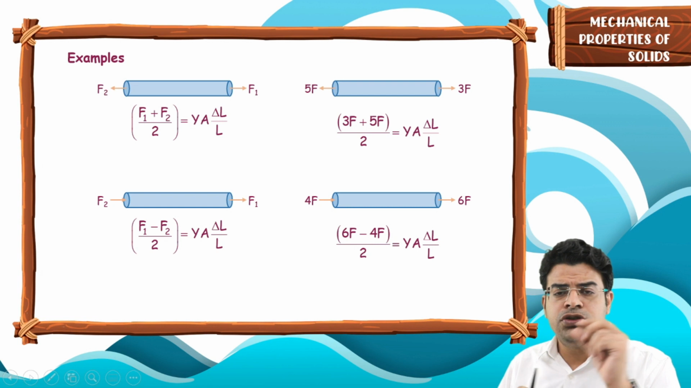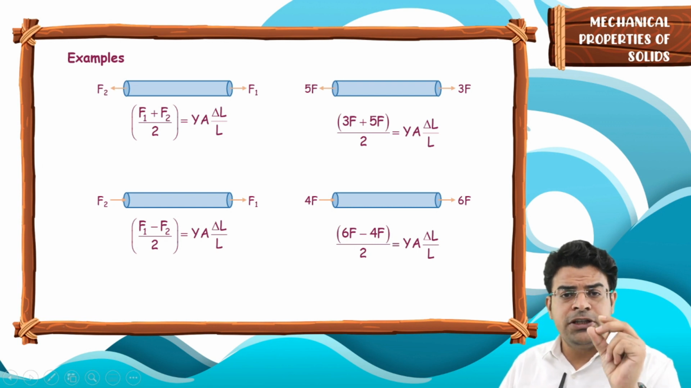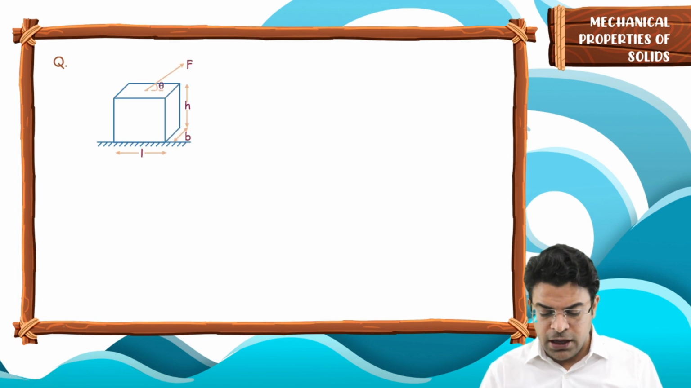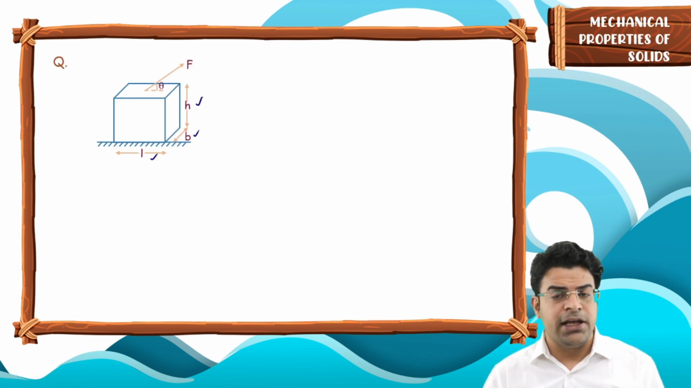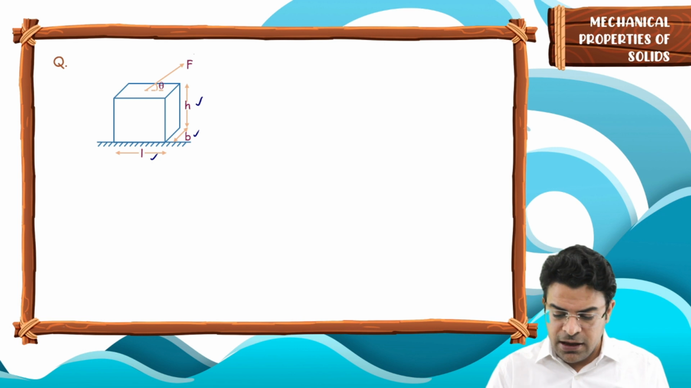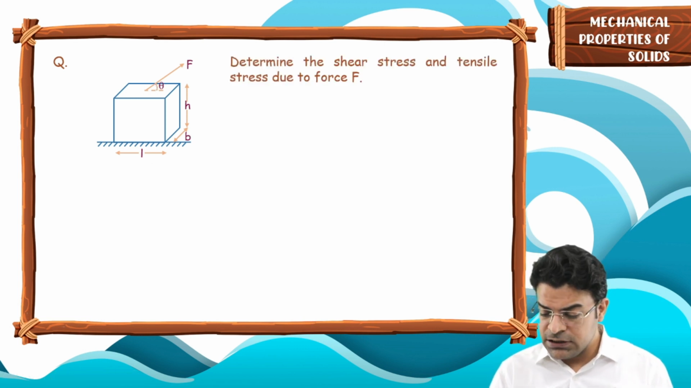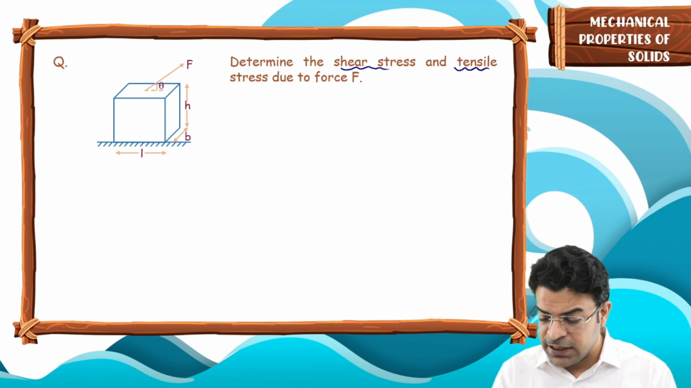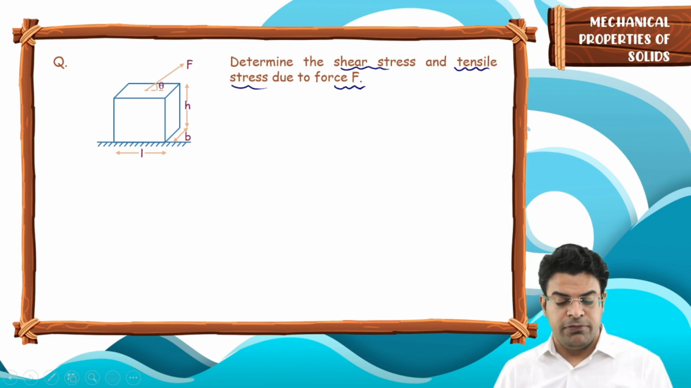So now let's do two examples to understand the difference between shear stress and tensile stress. The first one, you have a cuboid of length L, width B, height h, and at the top surface we have applied a force F at some angle theta with the surface. Question is, determine the shear stress and the tensile stress due to the force F.